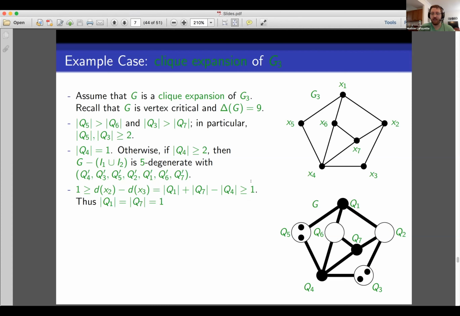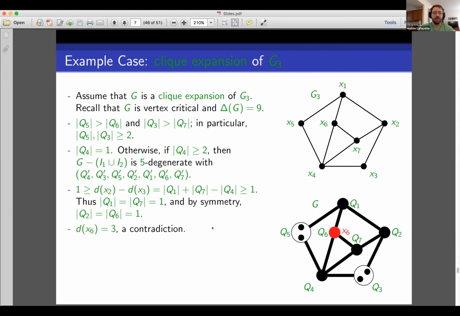And then by symmetry, again, the symmetry line is q4 with like a 45-degree angle, you get that q1, q2, and q6 are size 1. And then we're done because q6 only has 1 vertex and it has degree 3, which is strictly less than 8. So delete, color with 8 colors by criticality, add it back in, color the whole graph, which contradicts this was the counterexample. So again, all of our proofs played out almost exactly like this, 1 paragraph each. And the whole thing that held it together was this degeneracy. It really cut down the casework.